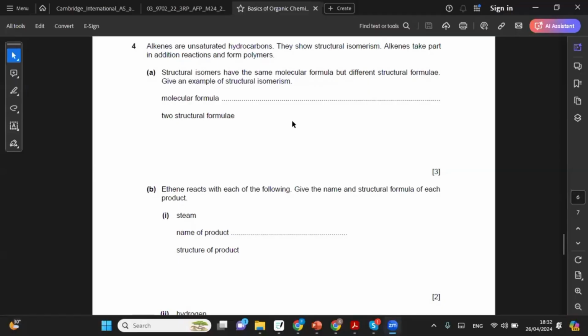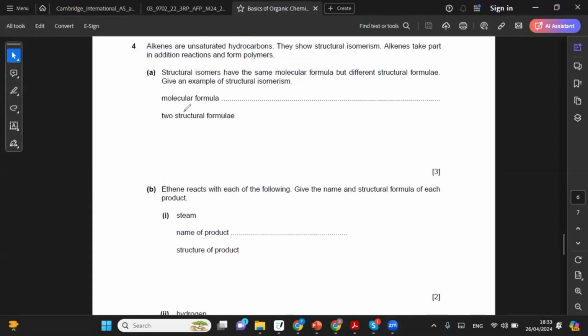All right. So this is a question that we have. Alkenes are unsaturated hydrocarbons. They show structural isomerism. Alkenes take part in addition reactions and form polymers. Structural isomers have the same molecular formula but different structural formula. So they are saying give an example of structural isomerism. They have left it quite open for us. We can choose our own molecular formula and we can draw the structural formula ourselves as well.